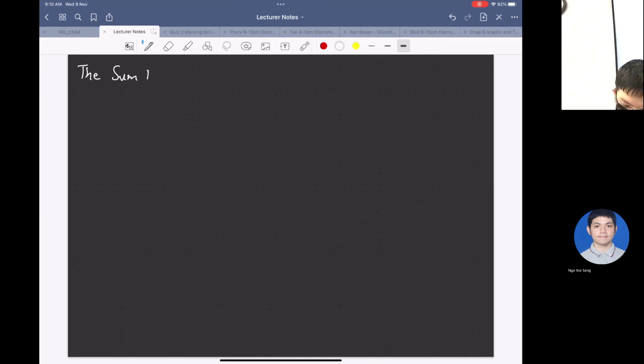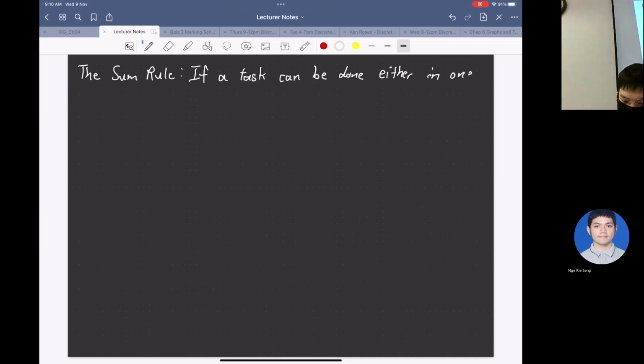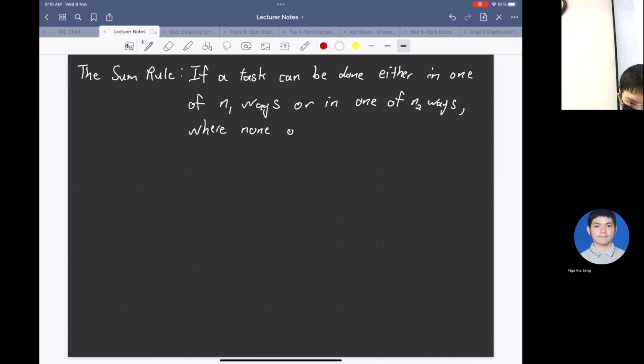Next is the sum rule. What is the sum rule? The task can be done either in n1 ways or n2 ways. So you have n1 ways to do the first, and n2 ways to do the second. And you don't want them to be the same way, so none of them are the same.